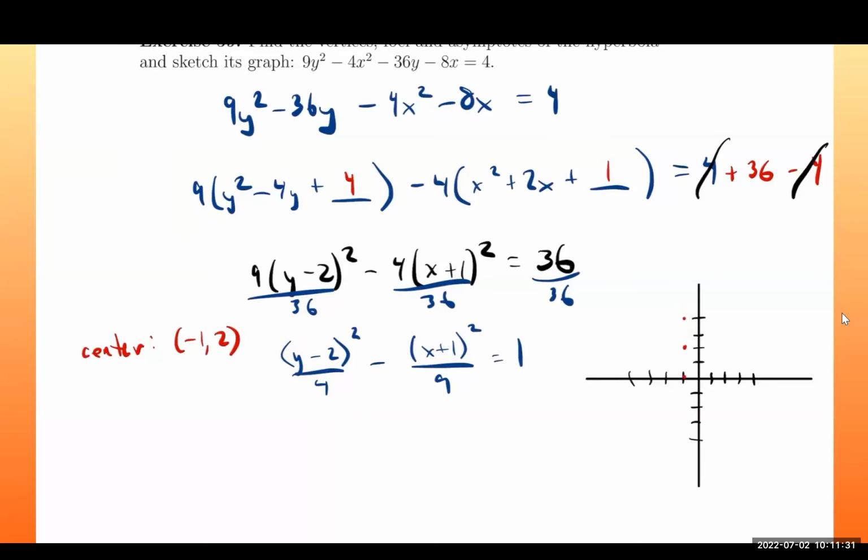And then in the y direction, we're going to go up 2, down 2. So 1, 2, and down 2, 1, 2. And then in the x direction, we're going to go 3 left, 3 right. 1, 2, 3. 1, 2, 3. And that's going to create a rectangle that I would do in dashed lines. And then the asymptotes are going to be the diagonals.